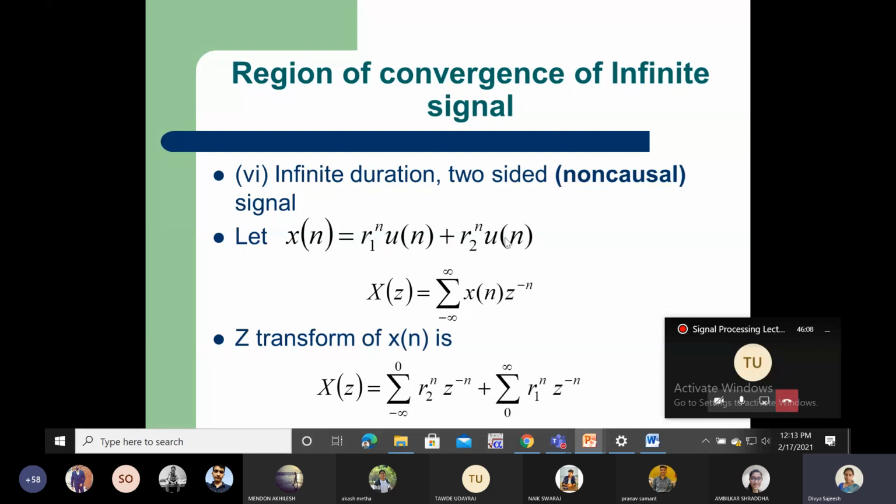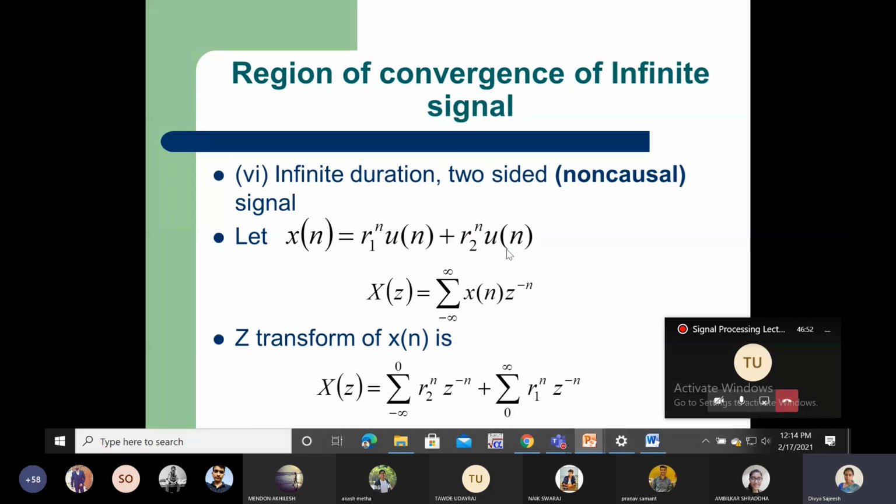Now if I define R2 raised to n u of n, can it be a left sided signal here? Provided you give the limits of the summation separately, it can be defined, but what I have defined here is wrong. The definition for the left sided signal is wrong because it should be u of minus n. The step signal should be on the left hand side of the axis. So it is not u of n, it should be u of minus n.